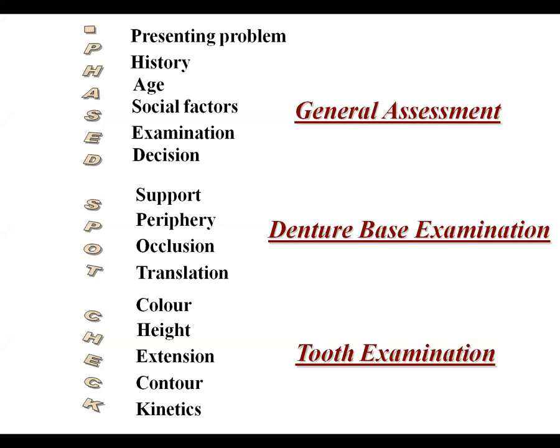PHASED. What is PHASED? P for your presentation. Then H for your history. Then A for your age. Then S for your social factor. Then E for your examination.